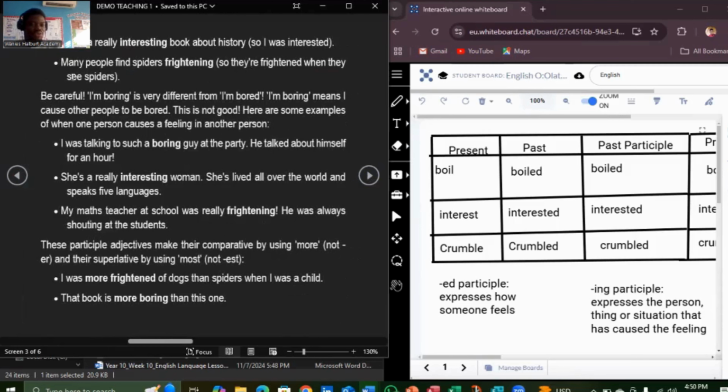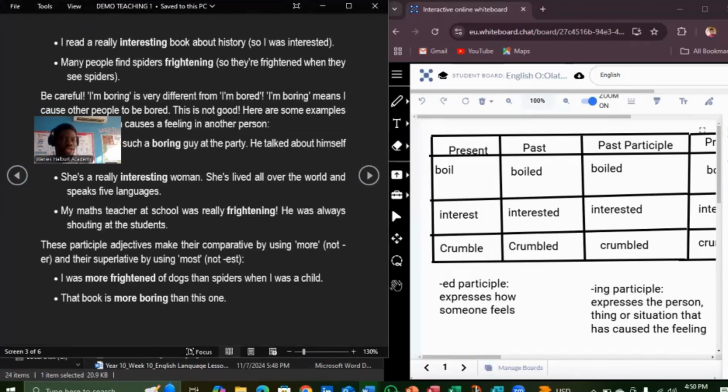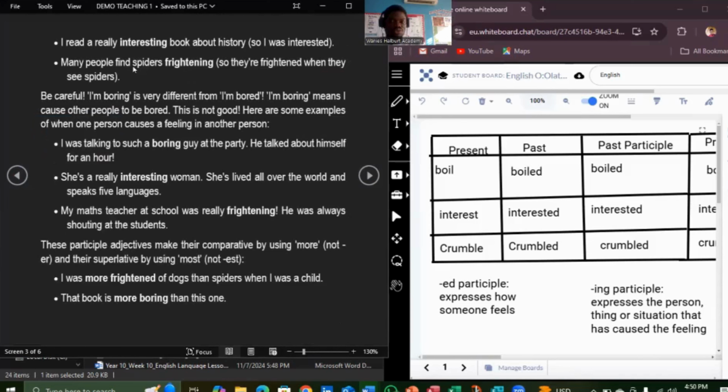Then look at the example we have here. I read a really interesting book about history. So interesting book. So interesting identifies or expresses the thing that caused or that is responsible for the feeling that the subject is going through.